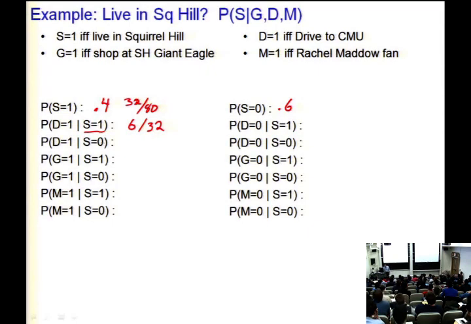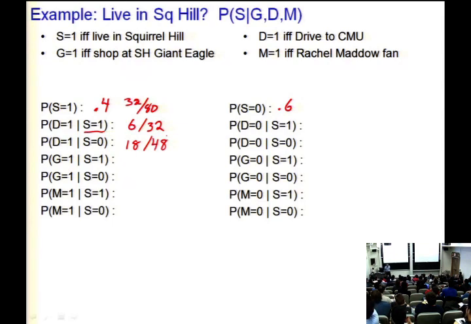Okay. Now, if you do not live in Squirrel Hill, do we have to estimate this, or can we calculate it from the previous one? Yeah, we still need it, right? This doesn't sum to 1 with anything we've done so far. Okay, so if you do not live in Squirrel Hill and you drive, raise your hand. 1, 2, 3, up to 18. Okay, 18 out of... Okay, we're off to the races.